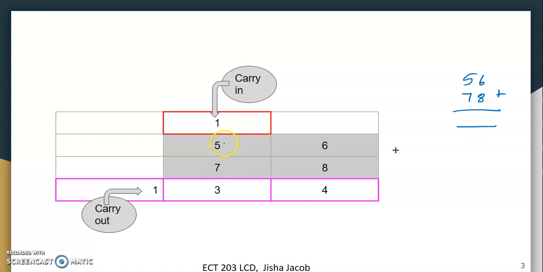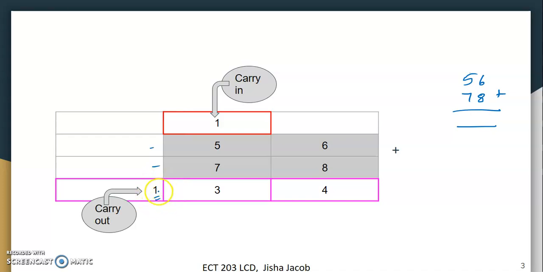In the tens place I have 5 and 7, and to that I have to add the carry. Since the carry from the previous stage is an input to the present stage, it is referred to as a carry in. So that is why I have marked it as a carry in. So 1 plus 5 plus 7 is 13. 3 remains in the tens place and 1 goes to the hundreds place. Since there is nothing in the hundreds place, there is only 1. All this is common knowledge for us.